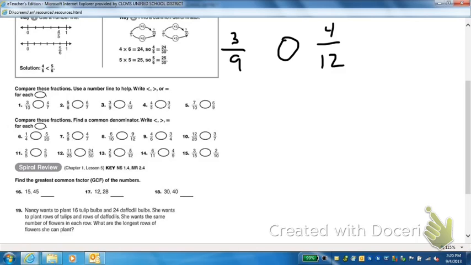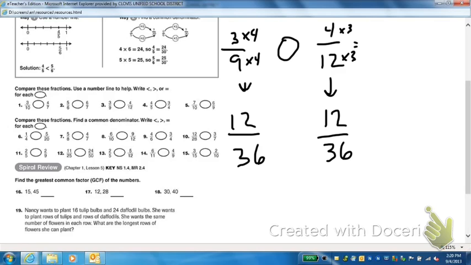So to make 4/12, I'm going to multiply 4 and 12 by 3. And that's going to give me 12/36. I'm going to multiply 9 times 4, because 9 times 4 is 36. And that gives me 12/36. So both 3/9 and 4/12 are going to be equivalent. So number 3 would be equivalent.